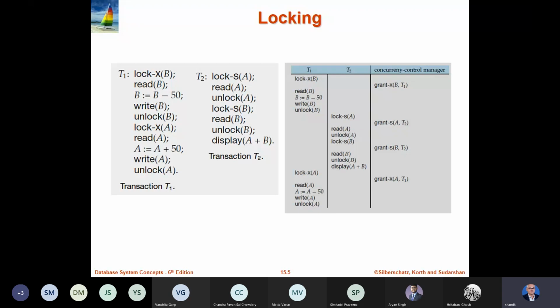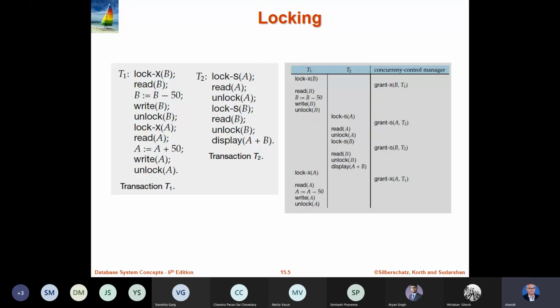So if you see, all these locks are getting issued by the concurrency control manager because there is no incompatibility of locks, and it is a locking protocol. But is it correct? The problem is that P1 was supposed to reduce B by 50 and update A by 50, and P2 should display A plus B.